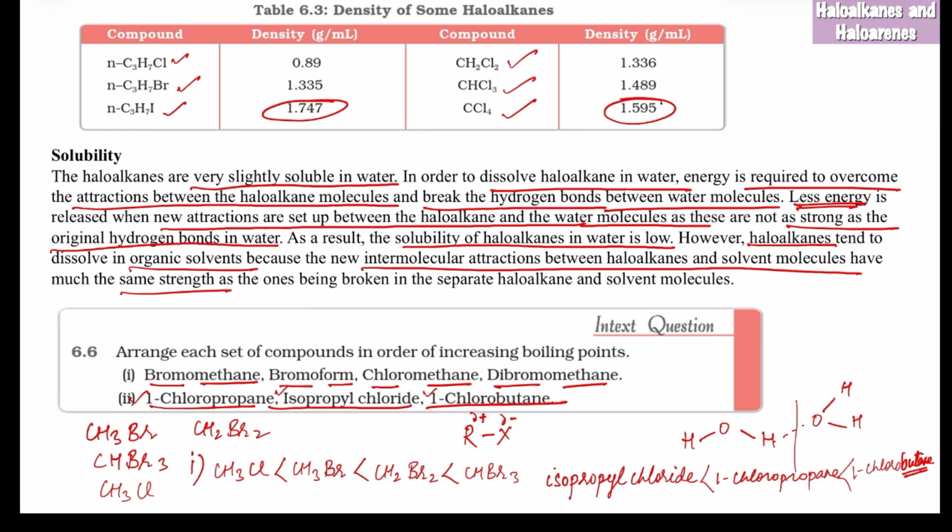1-chloropropane has 3 carbon atoms, and these are straight chain compounds. 1-chloropropane and 1-chlorobutane are straight chain compounds. Isopropyl chloride has a branch, so it has the minimum boiling point.